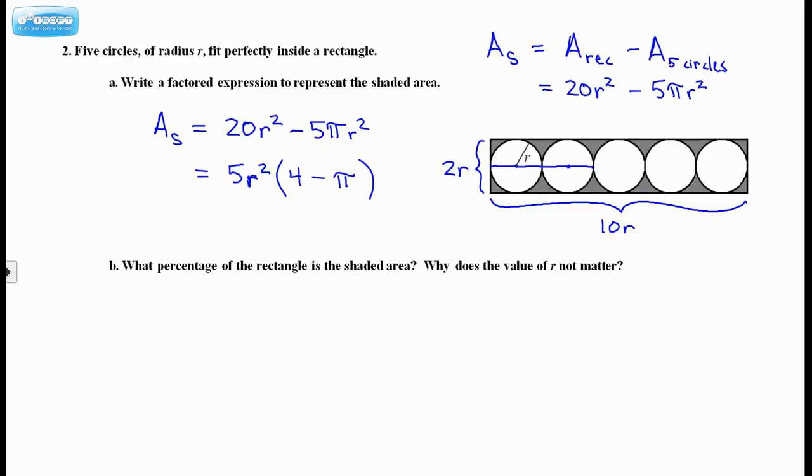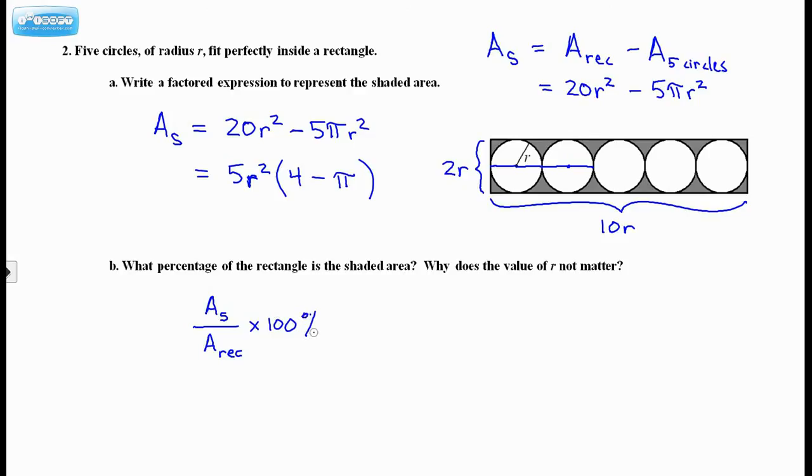Part B, what percentage of the rectangle is the shaded area? Why does the value of r not matter? Well, we just want to find this shaded area here as a percentage of the entire rectangle, which was the 20r squared. So we want the area of the shaded region divided by the area of the rectangle. And then as a percentage, we just multiply it by 100.